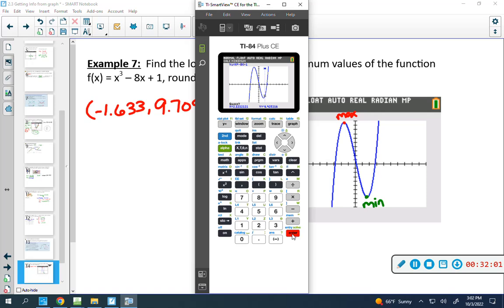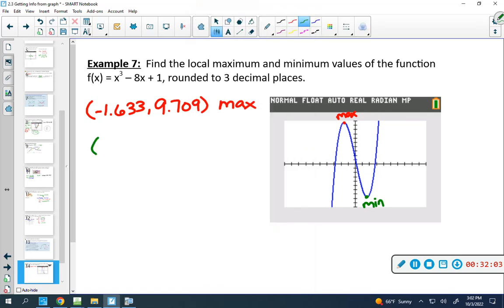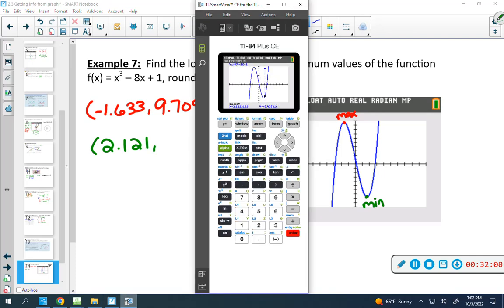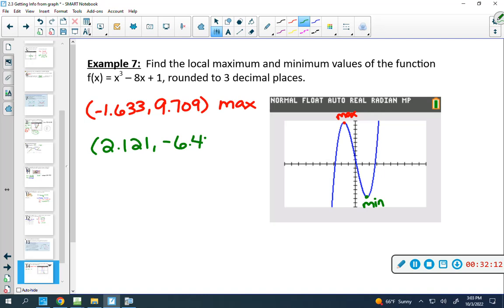So I got 2.121, and y is negative 6.425. And I'm just going to label that as the min. So, pretty easy stuff here. Pretty easy stuff.